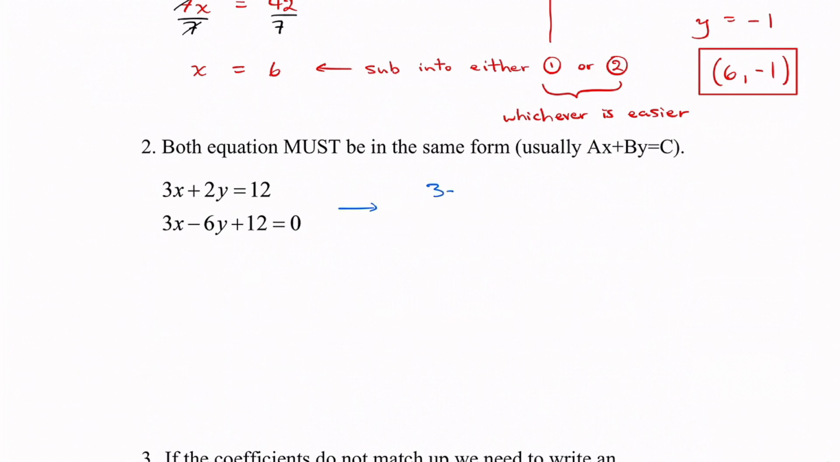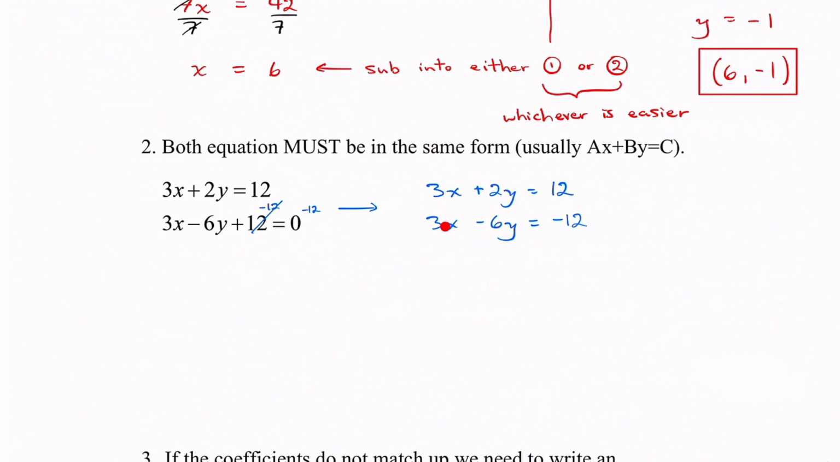So I'm going to rewrite my first one. It was 3x plus 2y equals 12. And then with the second equation, I'm going to only move over that positive 12. So I'm going to subtract 12 and subtract 12, and then these 12's will cancel out there. So I have 3x minus 6y equals, and then the negative 12 is now on the other side.